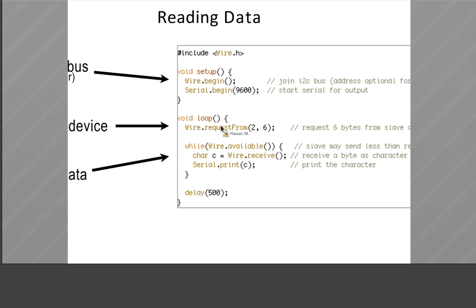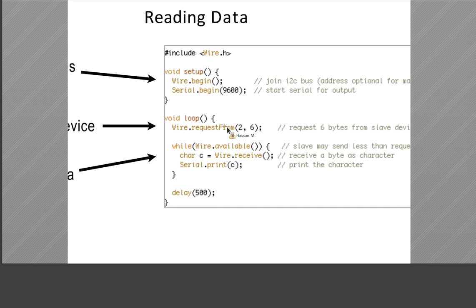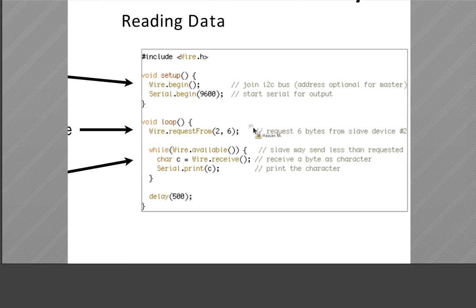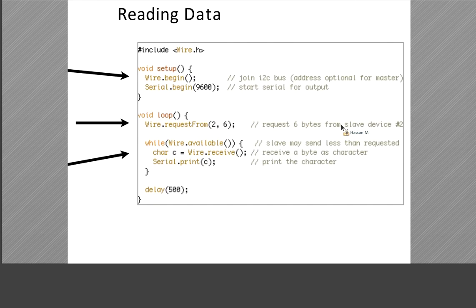Wire request from. Okay, request from which? Two is the address of a specified slave, and 6 is the maximum bytes gotten from that master. Here: request 6 bytes from slave device number 2. This is number 2, and this is the maximum number of characters.